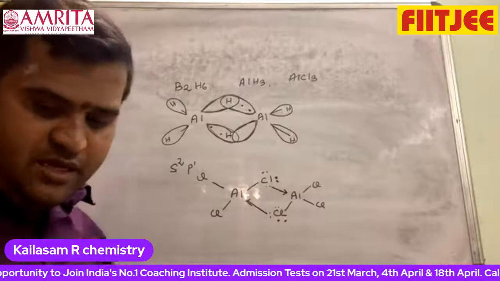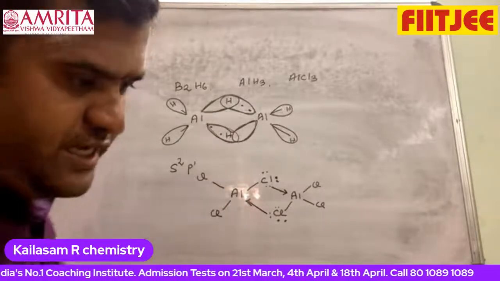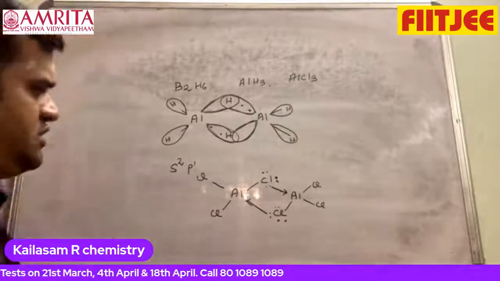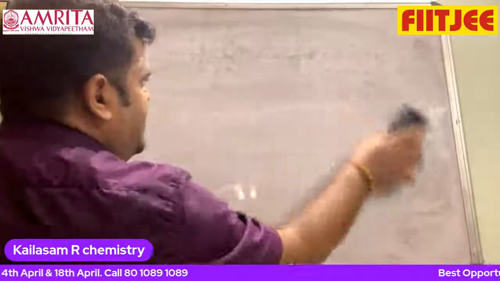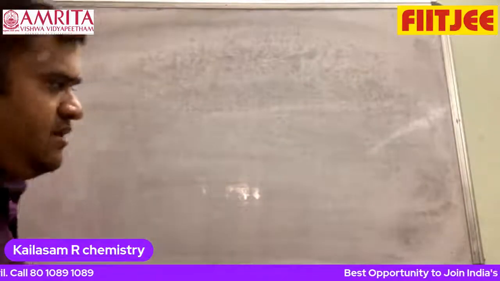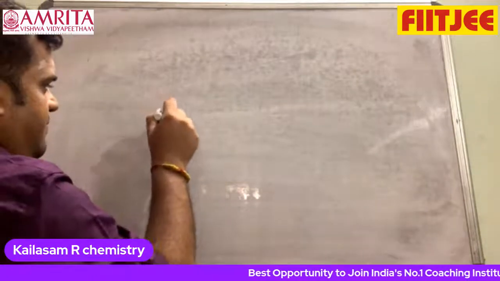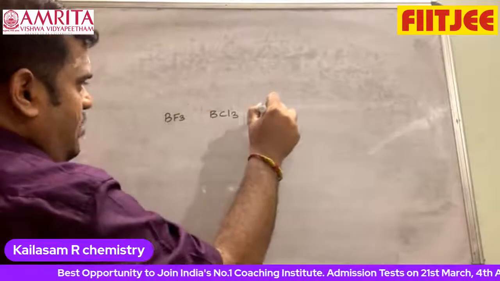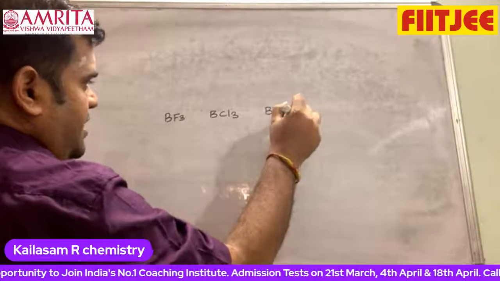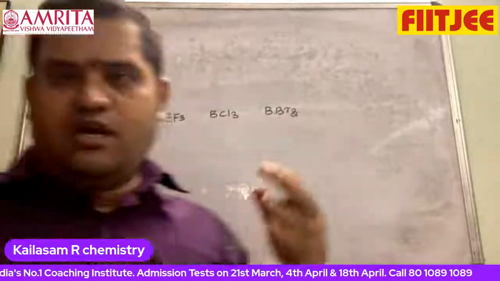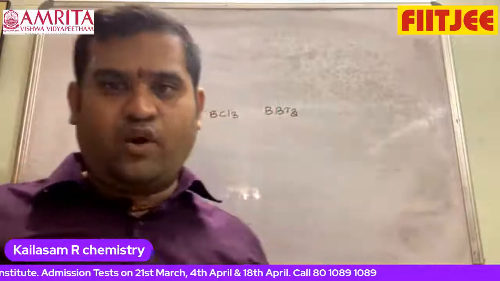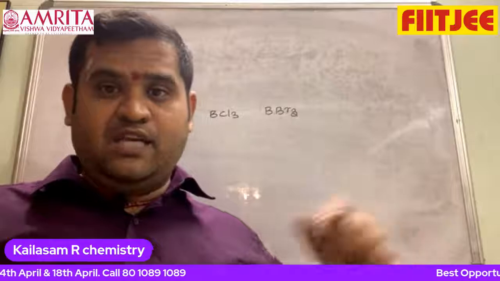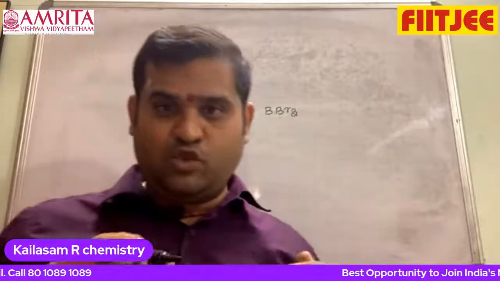Now the next one, and one more thing. What about the case of BF3, BCl3 and BBr3? They may ask you the question, which is the strongest Lewis acid. So BF3 is there, and BCl3, and BBr3. Among these three, which is the strongest Lewis acid? What will we think about that? Fluorine is the most electronegative, therefore BF3 is the strong Lewis acid. That's what we will think.